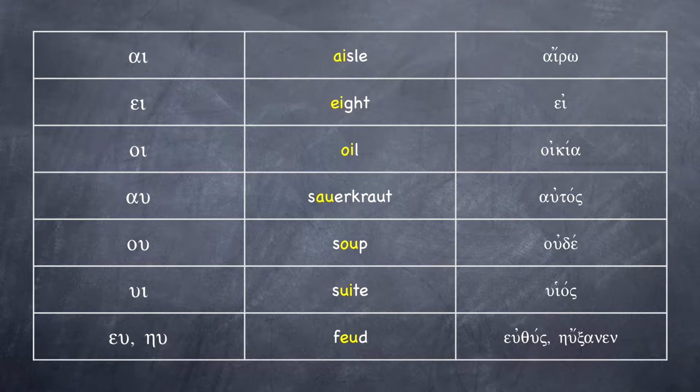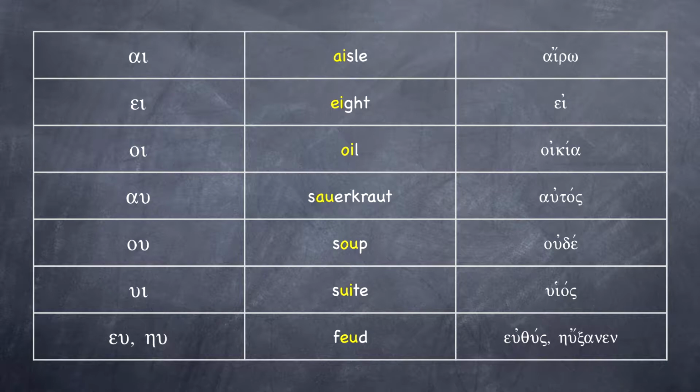The fourth diphthong is alpha upsilon. It's pronounced "ow," like in sauerkraut, and so the Greek word is pronounced autos. The next diphthong is the last of the common diphthongs. Omicron upsilon is pronounced "oo," like in the word "soup," and so the Greek word is pronounced oude.